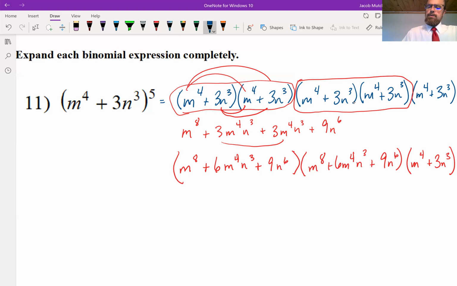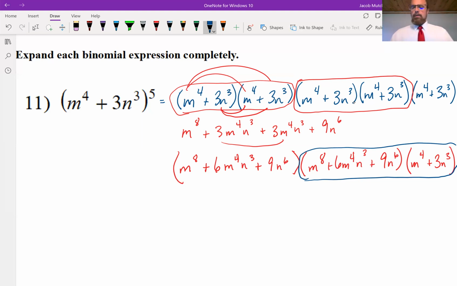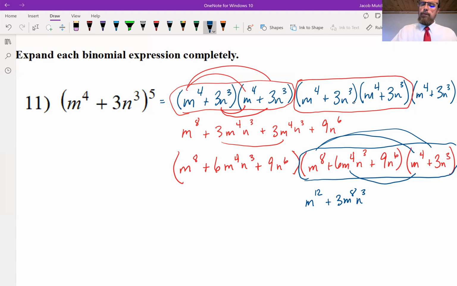My next step, just like we did in a previous example, is to merge by multiplication the last 2 polynomials. So that, again, is going to be triple distribution, so we'll draw our arrows. m^8 times m^4 is m^12. m^8 times 3n^3 is plus 3m^8 n^3. Now to the middle term, 6m^4 n^3 times m^4. That's plus 6m^8 n^3.